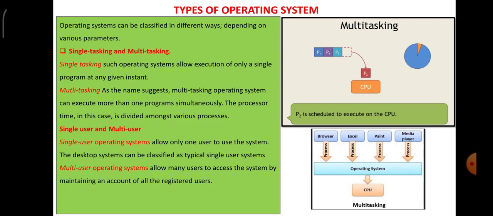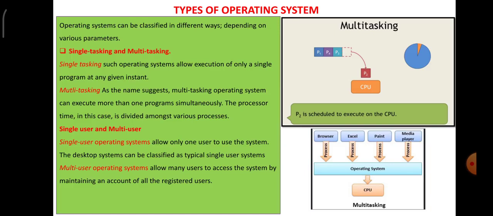Many tasks can be performed in an operating system within a specific time frame, which is called the multitasking operating system. Single user and multi-user operating system. A single user operating system allows only one user to use the system. The desktop systems can be classified as typical single user systems. A classical example would be MS-DOS. In MS-DOS only one user can work at a time, and you cannot have any network because in that operating system only one person can work on it.